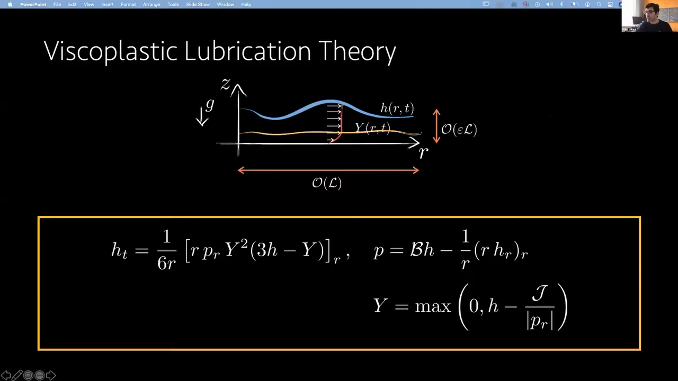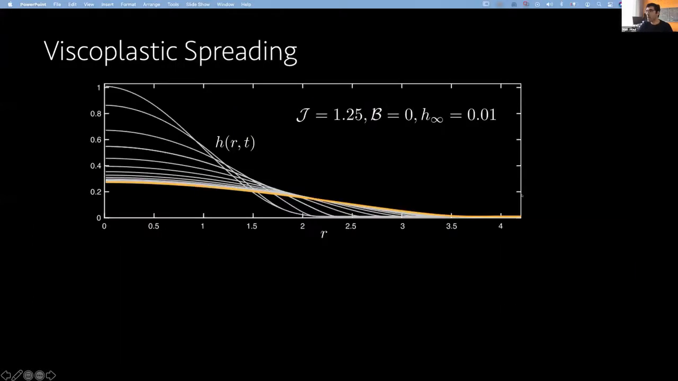Okay, so you can solve these equations with any numerical method you like. We did it with the finite difference method. Here's an example for zero Bond number, meaning gravity doesn't do anything and it is simply driven by surface tension. Your droplet spreads from this initial condition, and over time it approaches this final shape that I also highlighted by the gold line.